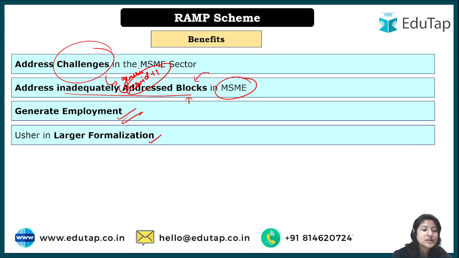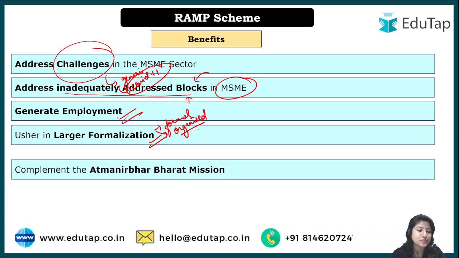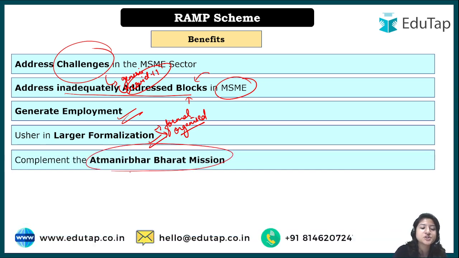Next is usher in larger formalization. Formalization means to become formal, or you can say to be organized. Right now, there is the unorganized sector, the people that are under MSME. So this particular RAMP scheme, with the aim that it has, would help for the larger formalization of the MSME sector. Okay. Next is complement the Atmanirbhar Bharat mission, because in Atmanirbhar we are talking about self-reliance. So as many industries as would be set up here in India only, that would cater to the government's Atmanirbhar Bharat mission.